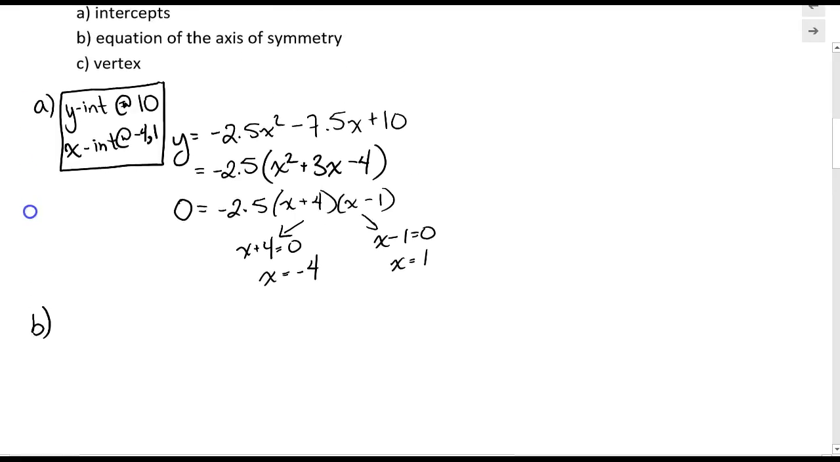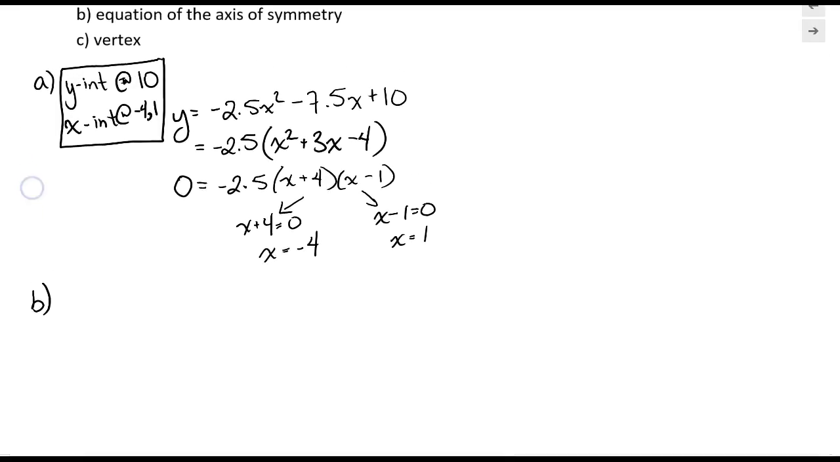B is a little bit trickier. I need to find the mean of my two x-intercepts. Now, I could do this visually. I could set it up on a number line, have negative 4, negative 3, negative 2, negative 1, 0, and 1, and literally find the middle. 1, 2, 3, 4, 5, 6, and halfway there is going to be right here, which is negative 1.5.